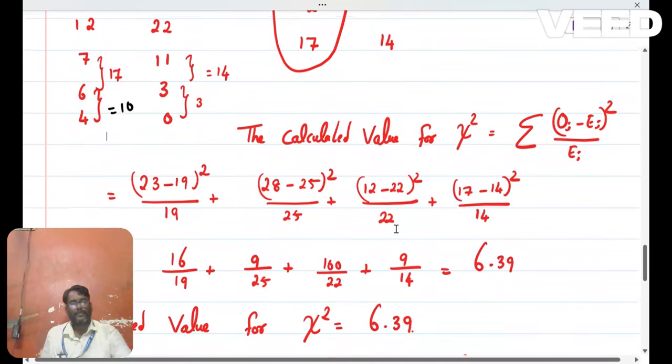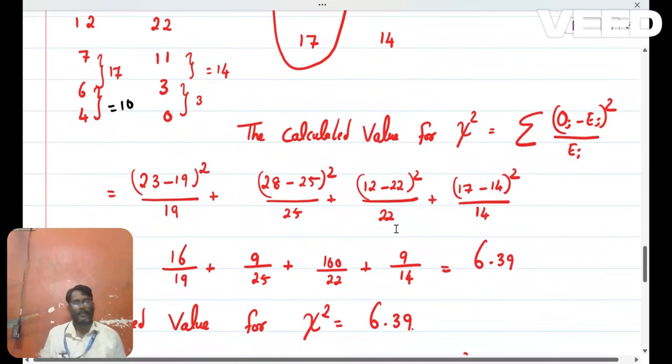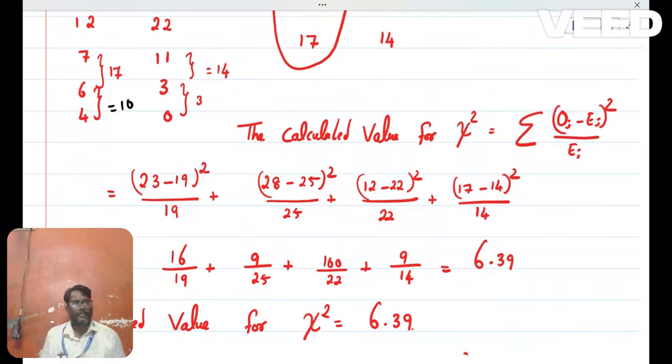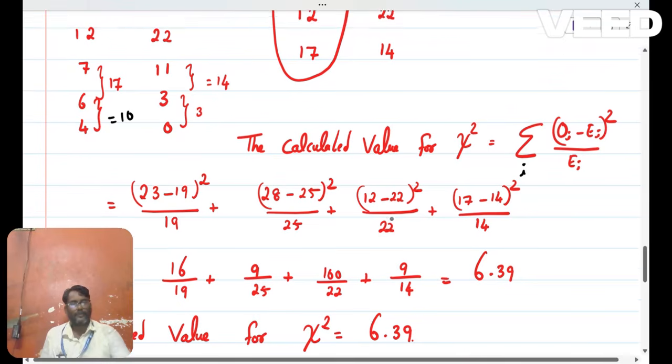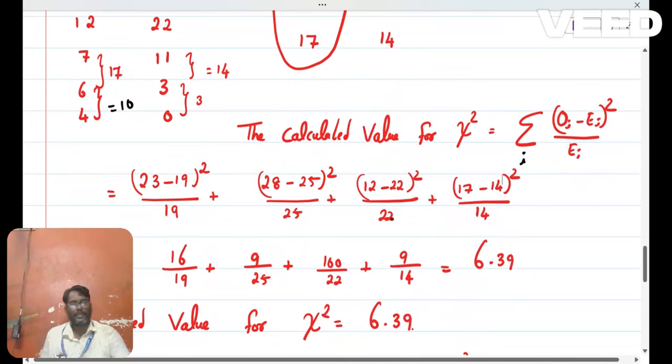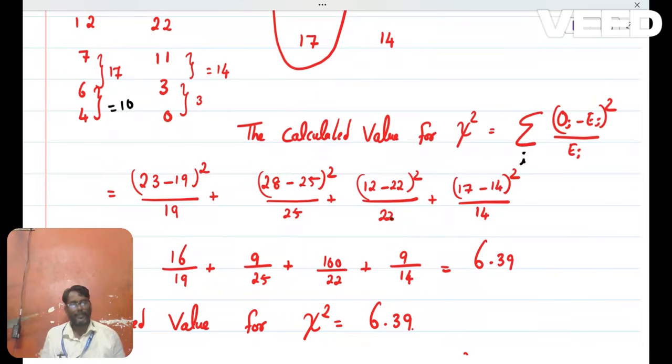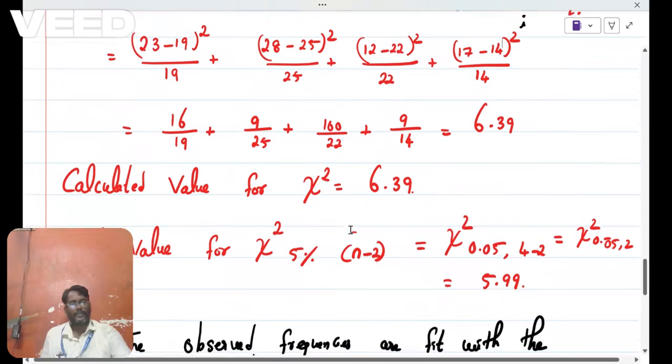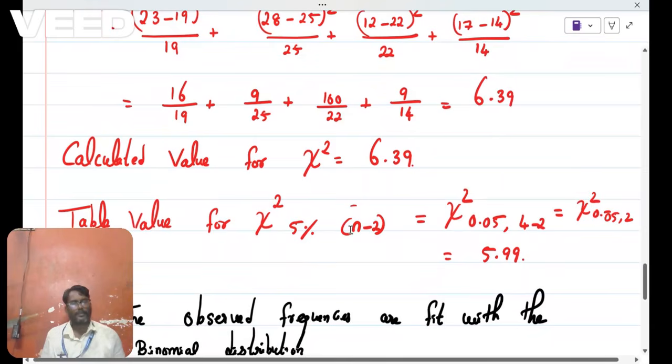Next, we have to compute the value of chi-square. The formula for computing the chi-square will be summation of (Oi minus Ei) the whole square divided by Ei. So if you do that, we will get 23 minus 19 the whole square by 19, plus 28 minus 25 the whole square by 25, plus 12 minus 22 the whole square by 22, plus 17 minus 14 the whole square by 14. So if you simplify this, you will get the calculated value as 6.39.